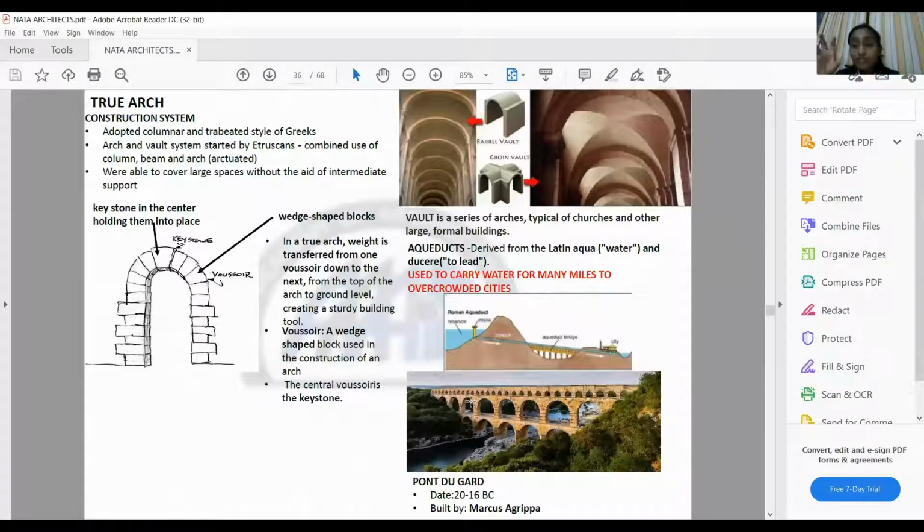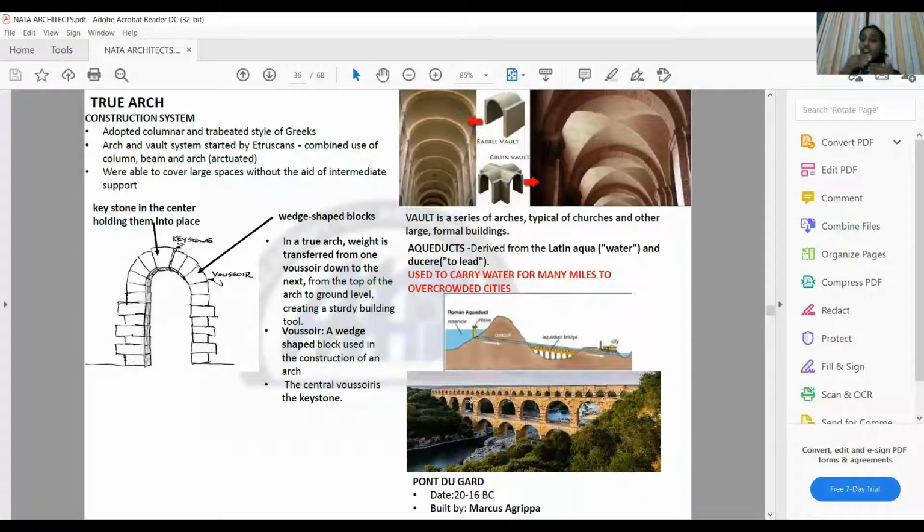Here, when it comes to the Roman architecture, they started the construction of arches. Arches again led to the construction of the vaults. An arch mainly consists of these elements, that is the usage of wedge-shaped stones, which were referred to as the voussoirs. And the central stone is referred to as your keystone, which holds the whole arch in place.